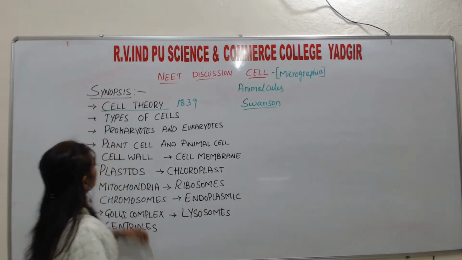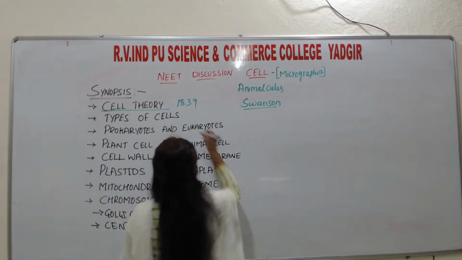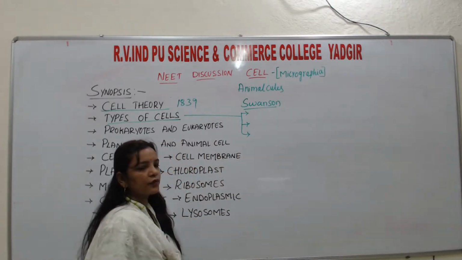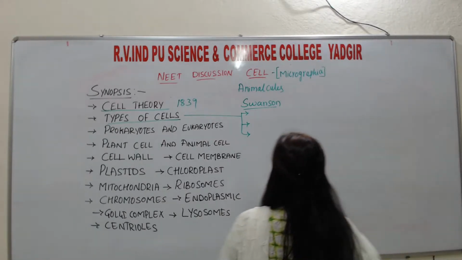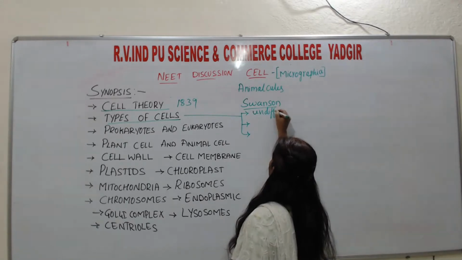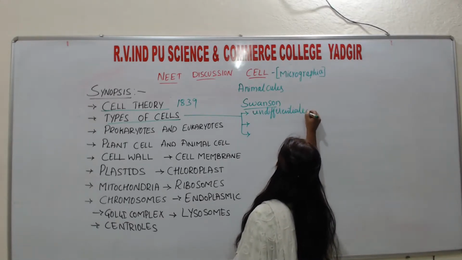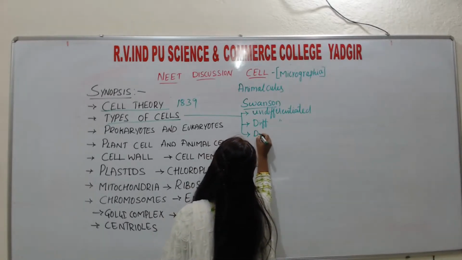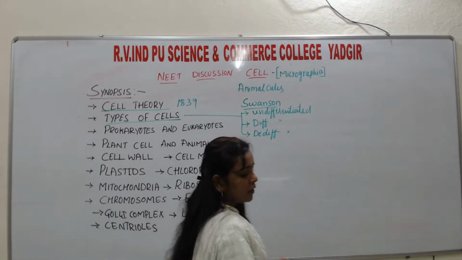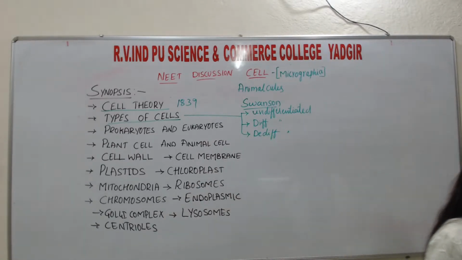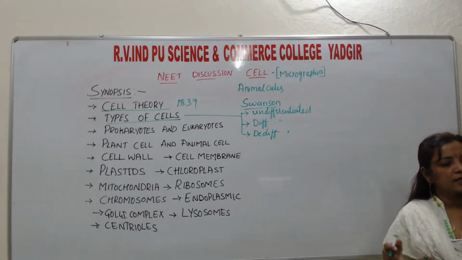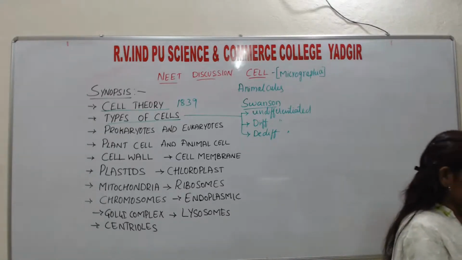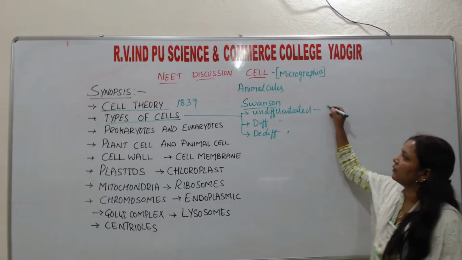Next, coming to the types of cells. Three types of cells are differentiated: undifferentiated cells, differentiated cells, then dedifferentiated cells. Normally the types of cells are these three. So what do you mean by undifferentiation? Here undifferentiated means stem cells. Here we can give stem cells as an example.